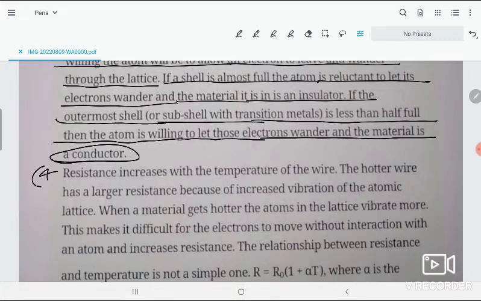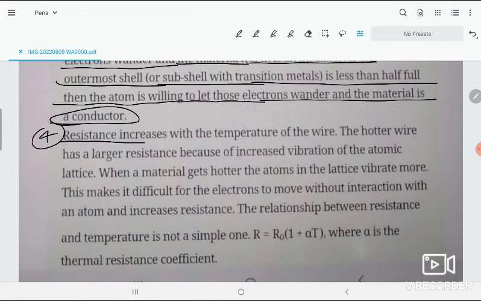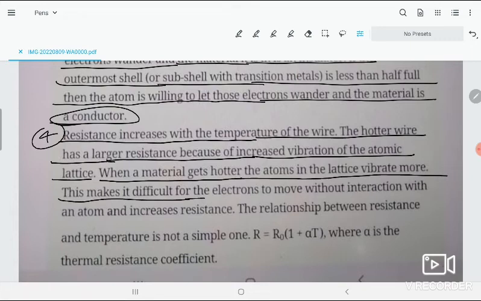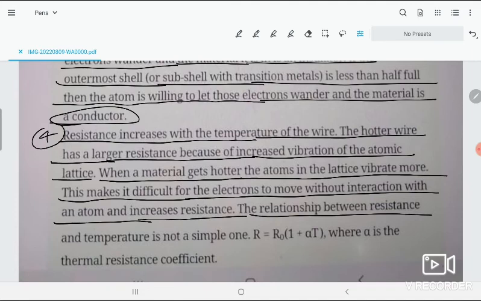Now the fourth factor. Resistance increases with the temperature of the wire. A hotter wire has higher resistance because of increased vibration of the atomic lattice. When a material gets hotter, the atoms in the lattice vibrate more. This makes it difficult for the electrons to move without interacting with an atom, and increases resistance. The relationship between resistance and temperature is not simple. So this is all about the answer, students.